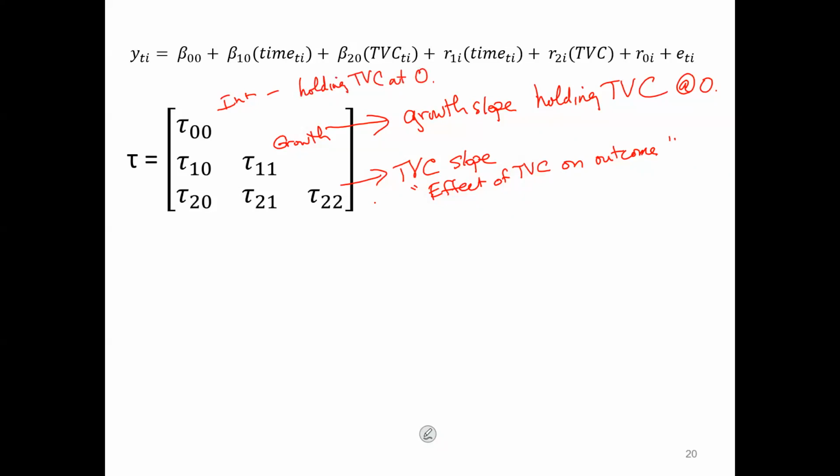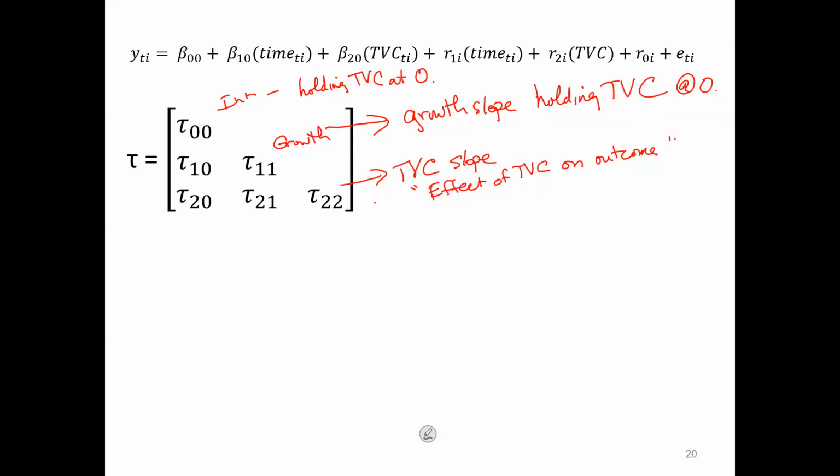So now tau naught naught is really about the residual between person variance in the intercept, holding the time varying covariate constant at 0. Tau 11 is the between person variance in the growth slope, holding the time varying covariate constant at 0. And the time varying covariate slope is really the effect of the time varying covariate on the outcome. And again, I don't have to say controlling for time because in this case we don't have an interaction, so we're assuming the effect is the same across time. So that's what those variances mean.